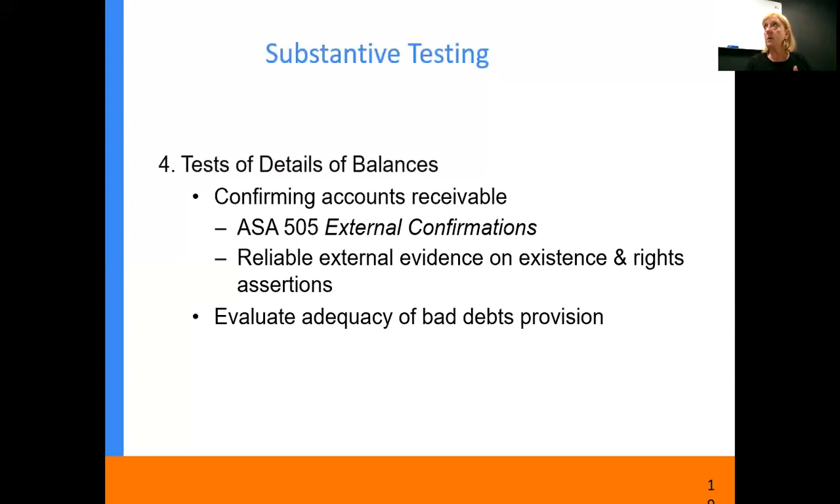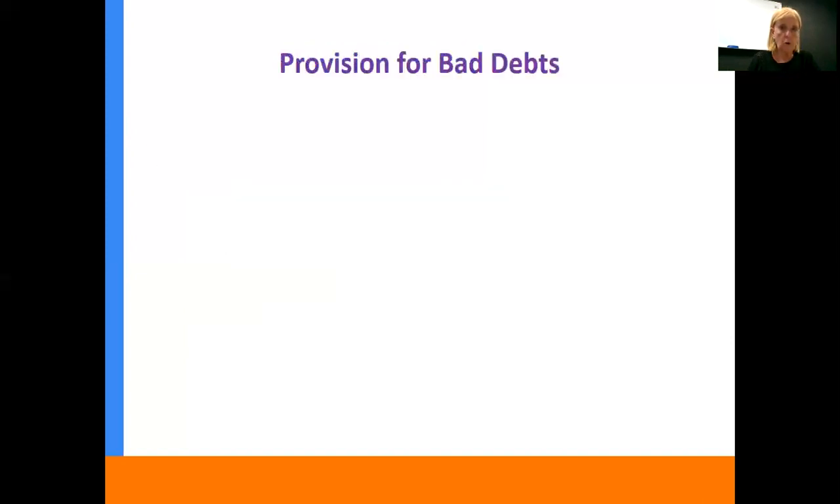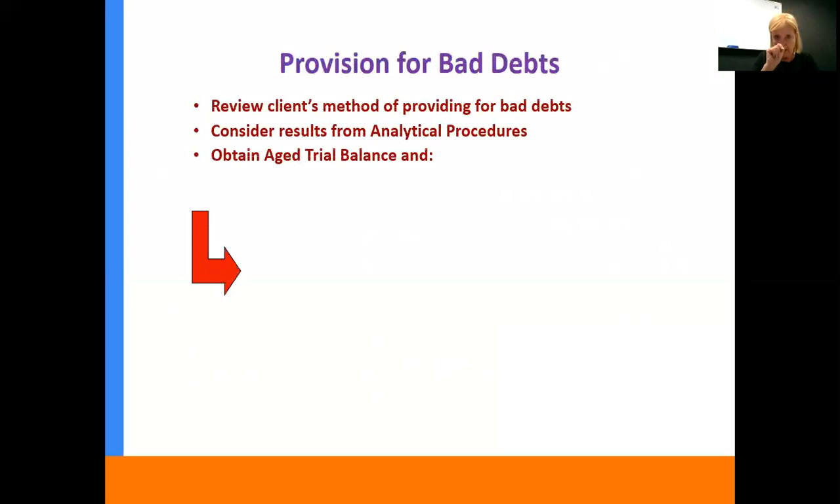So the two balances I'm interested in are accounts receivable and bad debts. And I would test presentation and disclosure in terms of all those. But let's just have a look at the provision for bad debts.